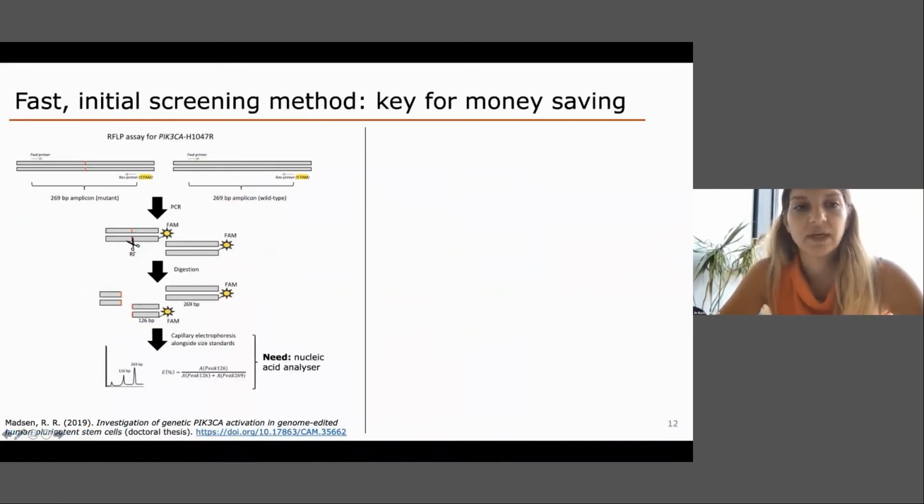Now, to the screening: again, if you can, try and introduce a restriction enzyme site when you're knocking in your mutation of interest. Then you can do a so-called RFLP assay, restriction fragment length polymorphism assay.